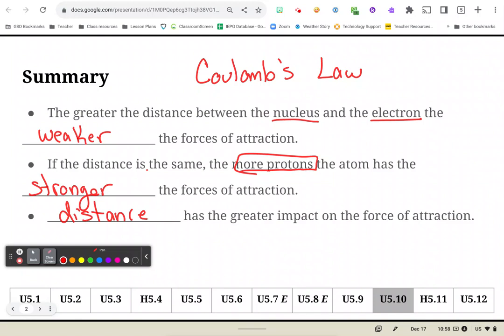This is going to apply both in looking at PES spectrums and then when we start to look at atomic radii. Coulomb's law applies in so many other ways, but those are the two we're going to look at.